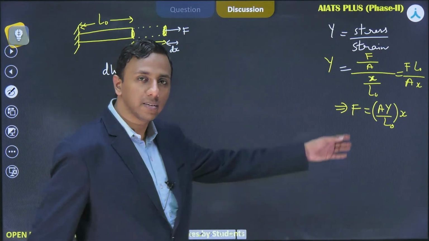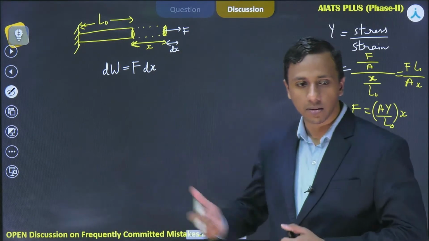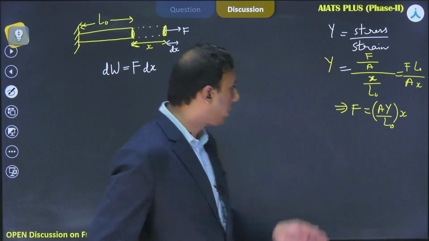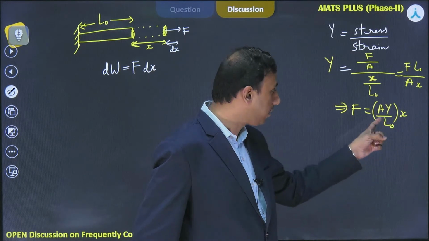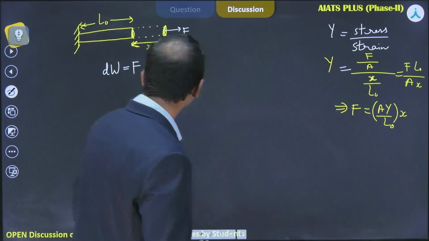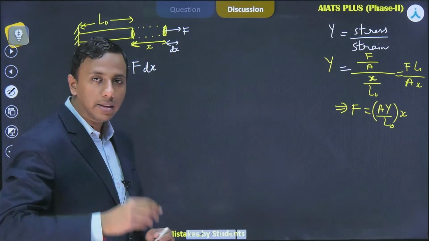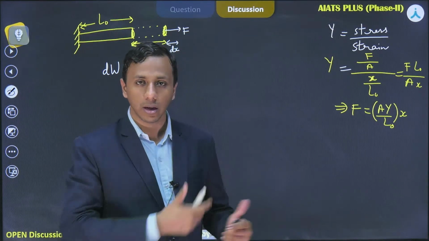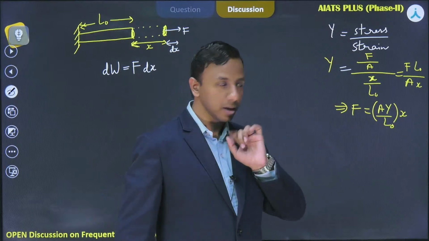Alright, this is pretty similar to a spring, isn't it? We were talking about spring just a few moments ago, that F was equal to how much? Kx, and here F is equal to something into x, and this something is a constant, isn't it? A, Young's modulus and original length, they are constants. And also remember, during this elongation, there has been no change in cross-sectional area. That also has been perfectly made clear to you at the beginning of the question. Alright, so there is only change in the length, not in the area.